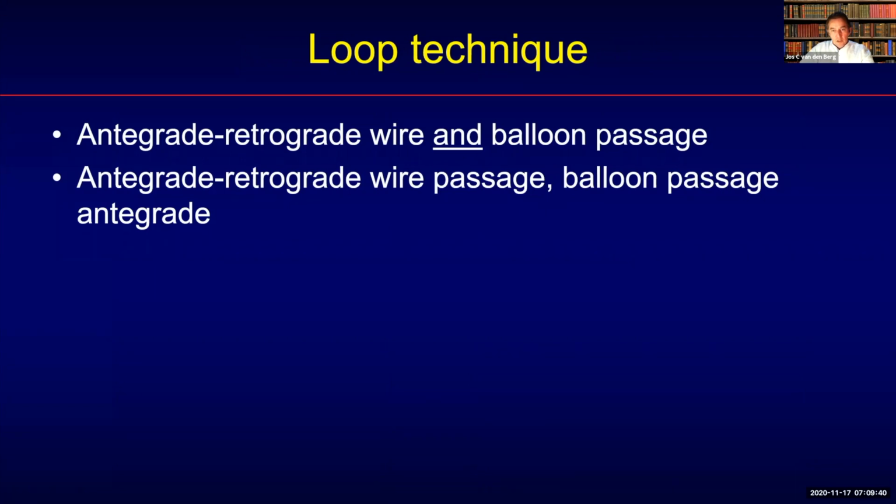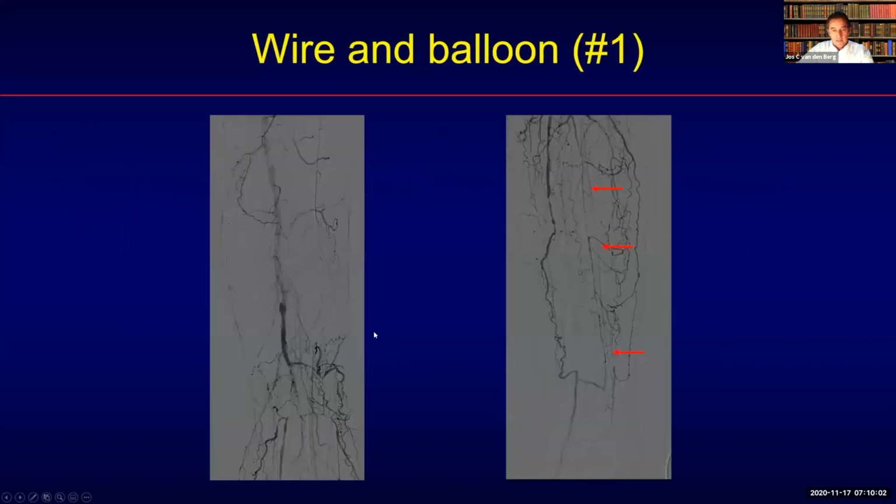When you use the loop technique, you can actually use two different techniques: antegrade-retrograde wire together with the balloon passage. You can also use a wire only to get the antegrade-retrograde passage and then follow up with a balloon passage antegrade. And I'll show you some examples in the next slide.